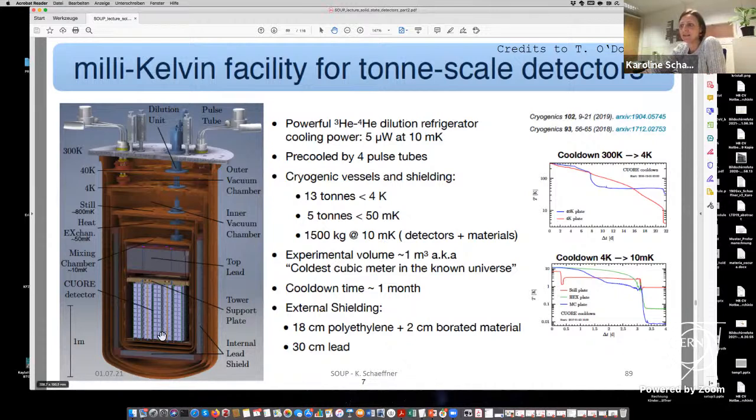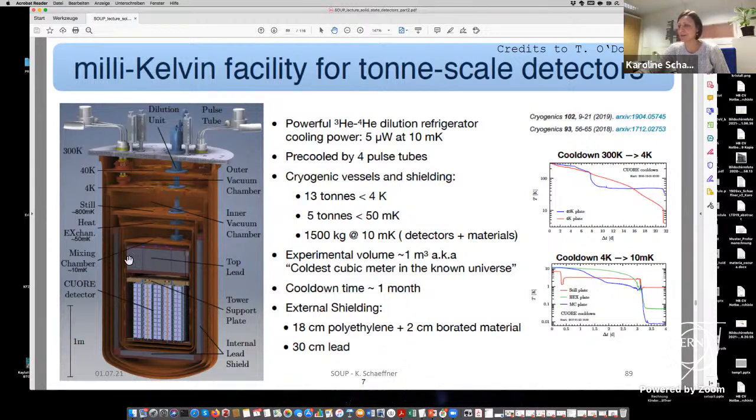So you see here this detector array, and the coldest part of the dilution unit is the mixing chamber, which has a cooling power of 5 microwatt. This seems to be very little, but it is actually really a lot. Apart from that, the detector has a mass of about 1 ton that you cool to this millikelvin temperature. They also have a lead shield to shield radioactivity which comes from the cryostat itself.